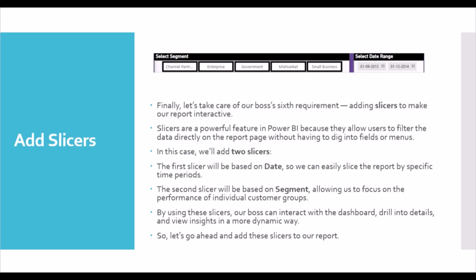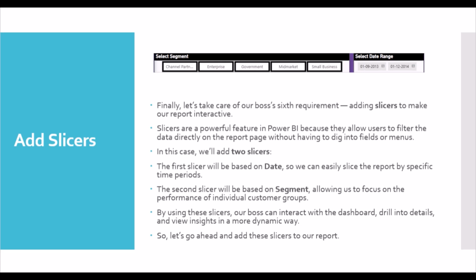Finally, let's take care of our boss's sixth requirement, adding slicers to make our report interactive. Slicers are a powerful feature in Power BI because they allow users to filter the data directly on the report page without having to dig into fields or menus. In this case, we'll add two slicers.